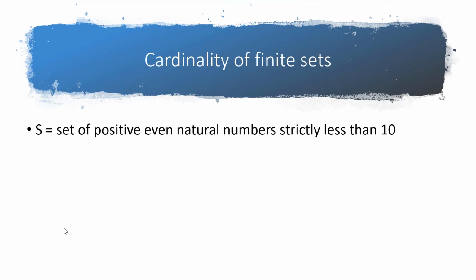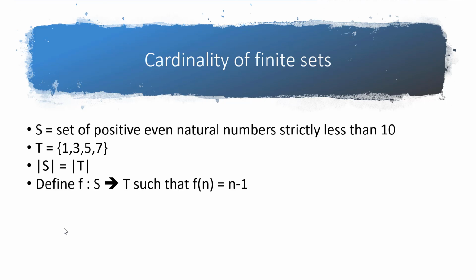So for finite sets, you can find the cardinality also by counting. Take the set S of all positive even natural numbers strictly less than 10, and the set T is {1, 3, 5, 7}. Then we know that the elements in S are not the same as the elements in T. They're two different sets, but they have the same cardinality.